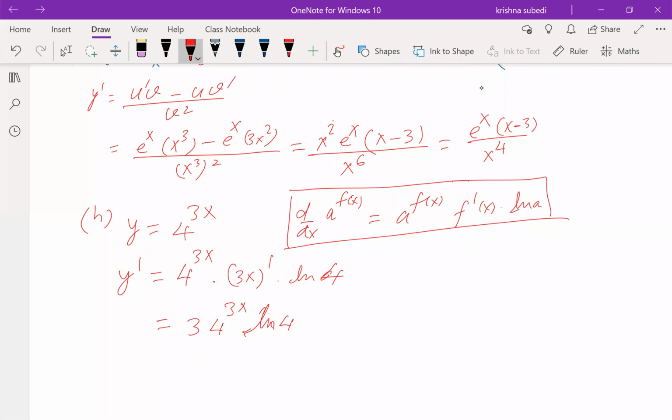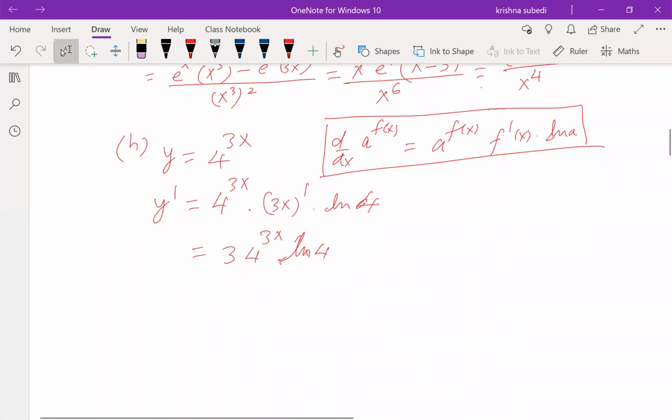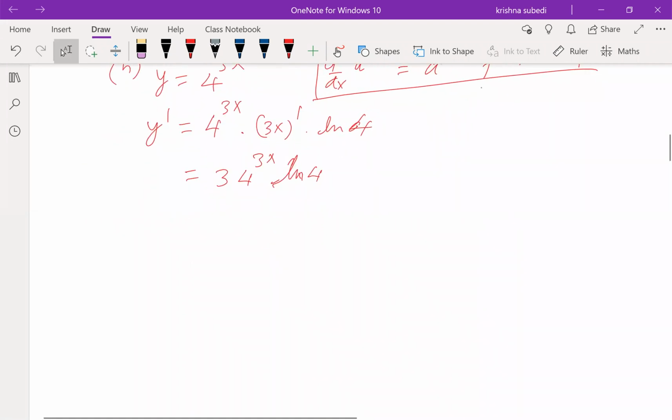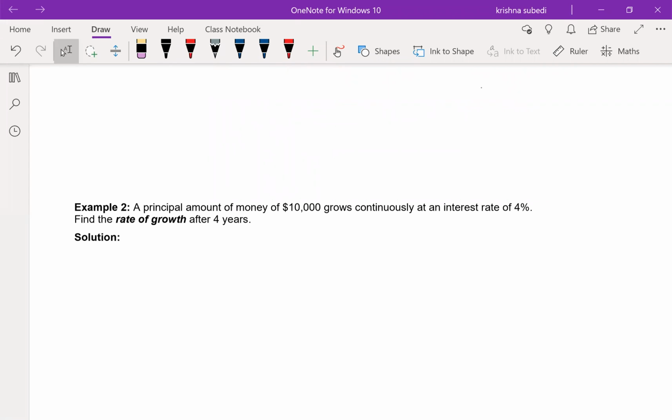Okay, so we already know how to find the derivative of both types of exponential functions. One is the natural exponential function, another is the generalized exponential function. Now the question is, is there any application? Why are we learning all of these? Can we apply this in a real world situation? The answer is yes, of course. We learn mathematics because it allows us to solve our real world problems. So let's look at a few simple examples.